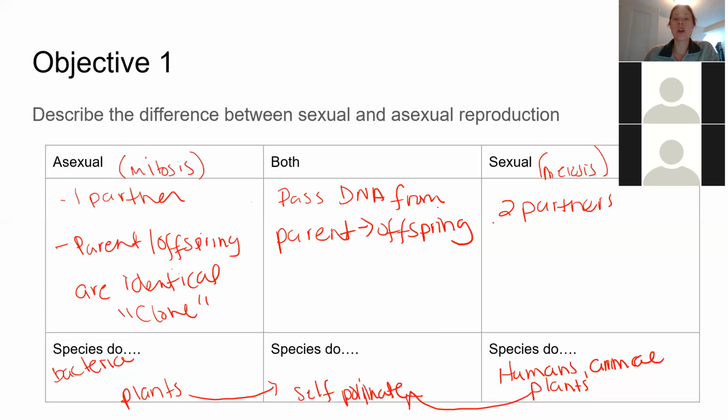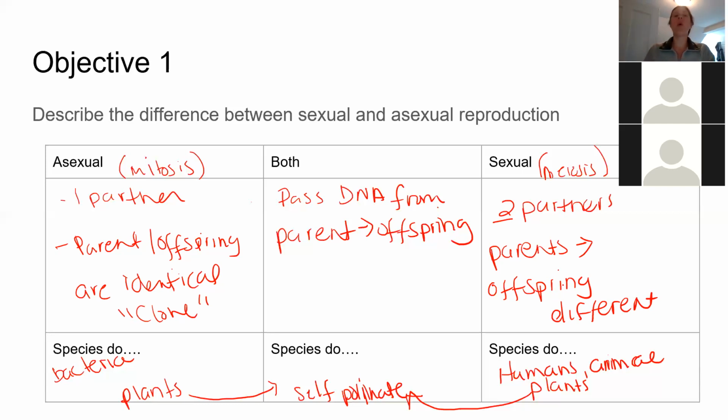But in sexual reproduction, because we have 2 parents, the parents and the offspring are going to be different, because we're combining DNA. So this is a really good way to organize and break down information for objective 1. And I would encourage you to add some more. If you haven't looked at any of the resources, add some more information to a chart like this.